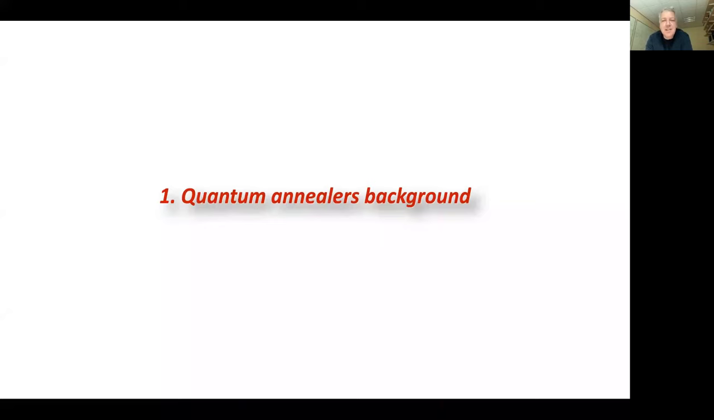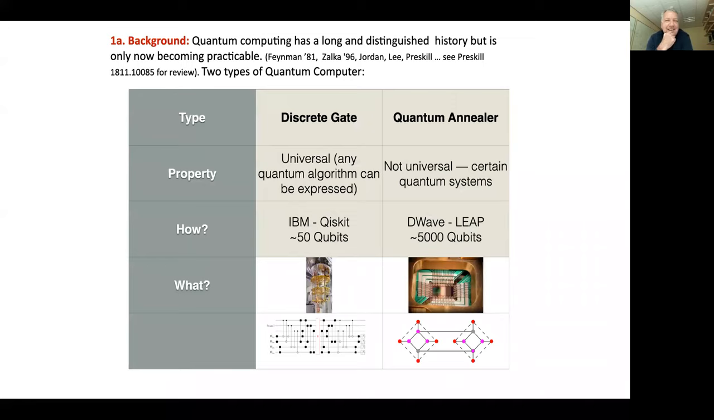Right, so I'm going to start by just discussing what quantum annealers are, and I'm assuming that you don't really know very much about them, so apologies if you do know all about them and just sort of read a book or something. So if you are familiar with quantum computing, you're probably more familiar with what you learn in a quantum computing course at degree level, which is known as a discrete gate quantum computer. So the idea with a discrete gate quantum computer, they're supposed to be universal. In other words, I can express any quantum algorithm with them.